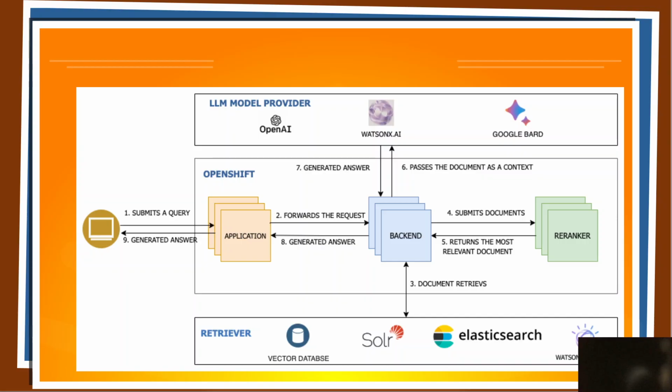Submitting a query goes to the application, which forwards the request to a backend. The backend then uses some technology like Elasticsearch to retrieve the document. Then it submits the document to the re-ranking algorithm. The re-ranking algorithm returns the most relevant document, and the generated answer is presented back to the application and to the end user. Before the answer is actually sent to the end user, one option is to send it to an LLM, passing the document as a context, and then an LLM like OpenAI or WatsonX or Google sends the answer back, and that generated answer is put back into the app and sent to the end user.